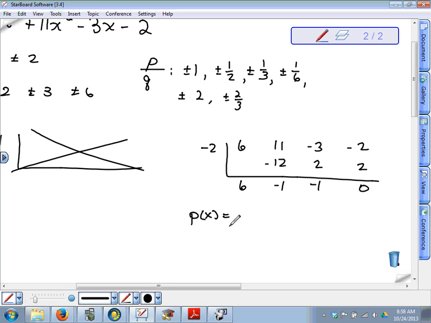Okay, check it out. Jacob was right. X equals -2 does work. That means the factor is x plus 2. That also means the remaining quadratic factor is 6x squared minus x minus 1.